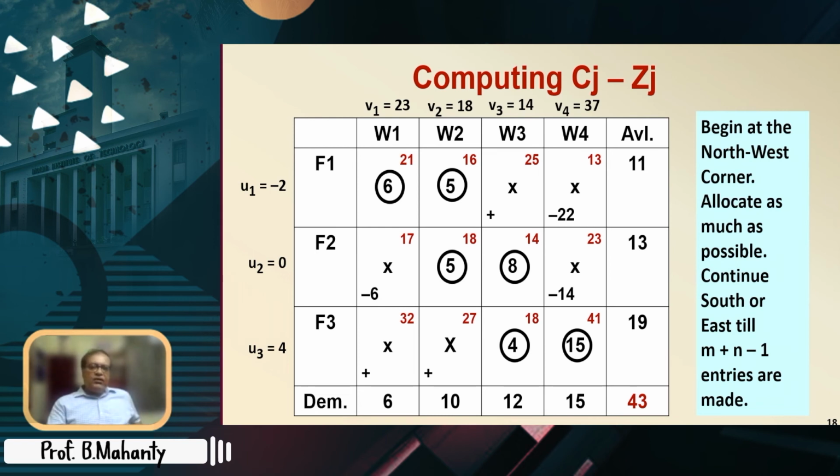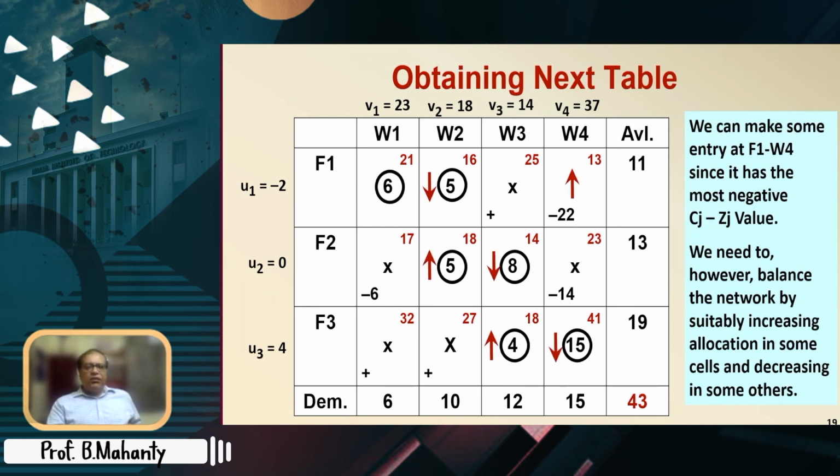F1 W4, because that is having the lowest possible value, minus 22. So that means some entry will be made in F1 W4. Now the question is, if some entry has to be made here, then it has to be balanced against the other squares. That means those basic values should be appropriately adjusted. So how will it be adjusted? A closure has to be obtained, and this closure is very important to obtain. So look here how the closure is obtained.